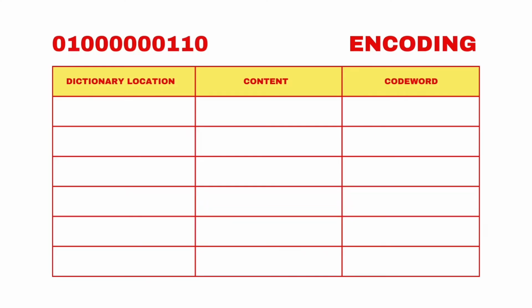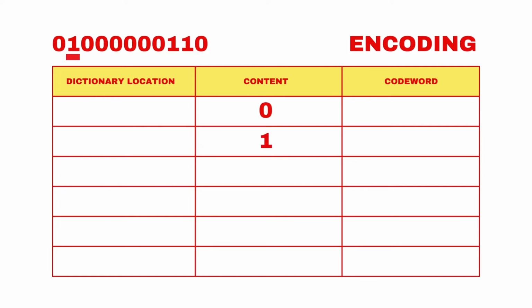Now you might be wondering how these messages are encoded and decoded. Let us proceed with an example. If you are given a binary string of 0160110. First, we construct a 3-column table with dictionary location, content, and code word placed in each cell. To start, we identify the first bit in the given string, which is 0. This is the first time that we encounter the bit 0, so we put it in our first content column.